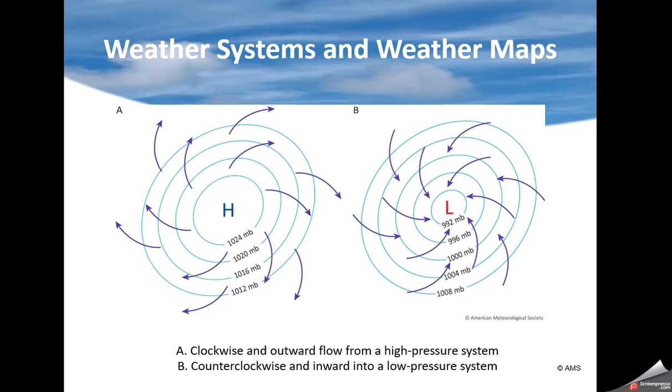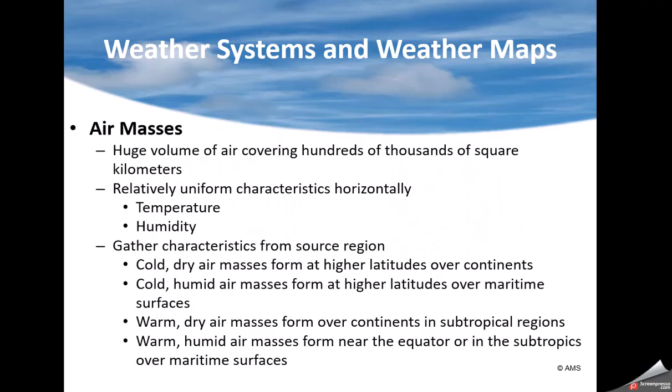You need to know the wind direction around highs and lows. Around the high pressure system, the winds tend to blow out away from the high and they blow clockwise. Low pressure, they're blowing inward towards the low and they're going counterclockwise.